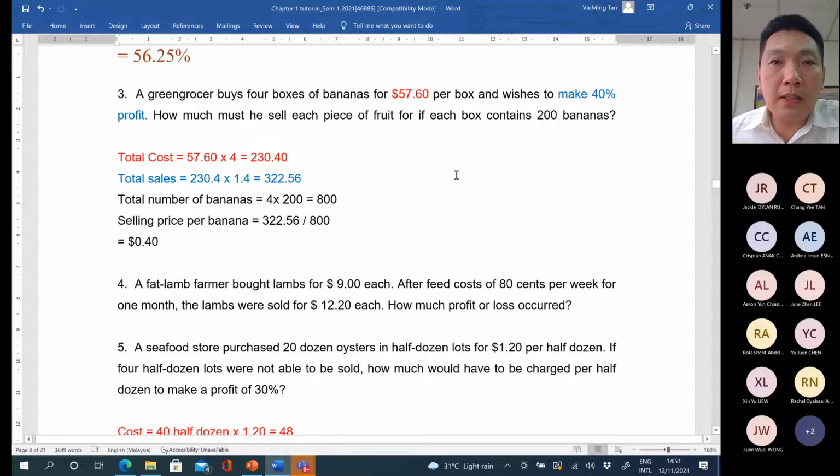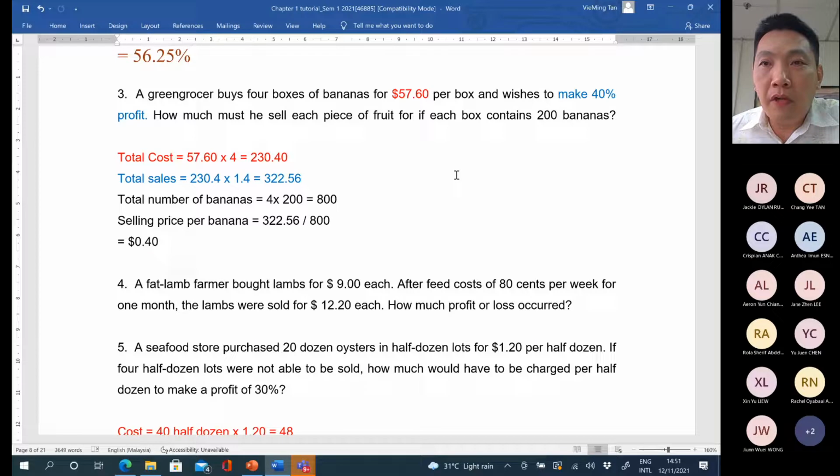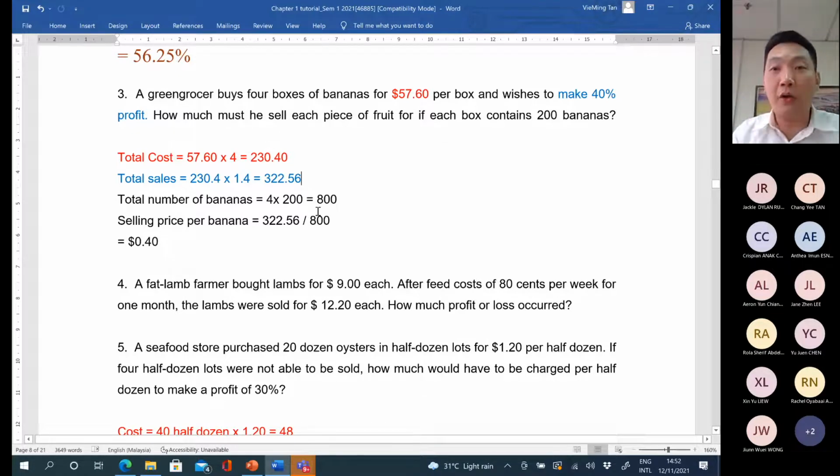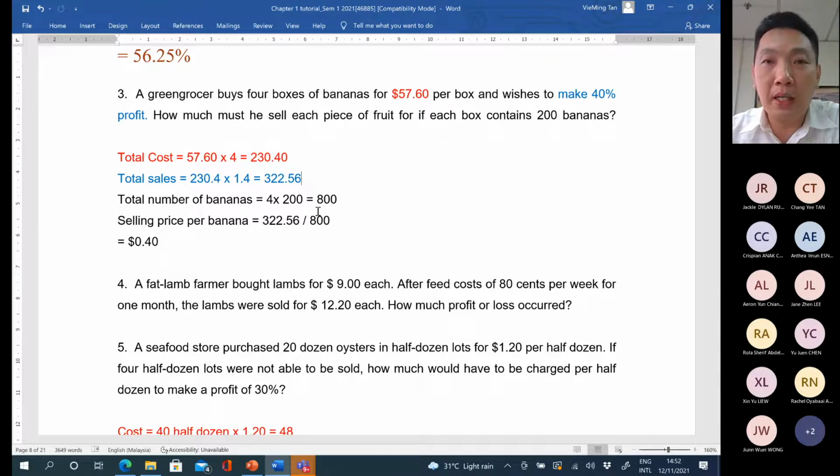Next sentence. How much must he sell each piece of fruit if each box contains 200 bananas? One box consists of 200 bananas. So that means 4 boxes, how many bananas altogether? You have to use 4 multiplied by 200, so it's 800 bananas altogether among these 4 boxes.